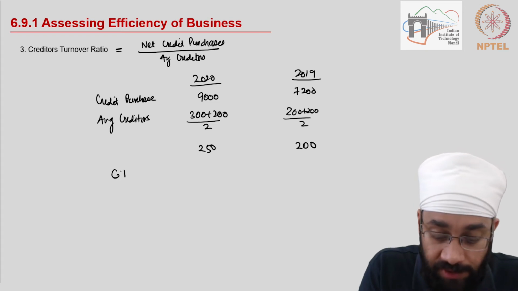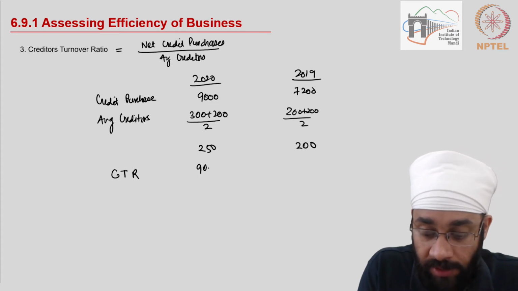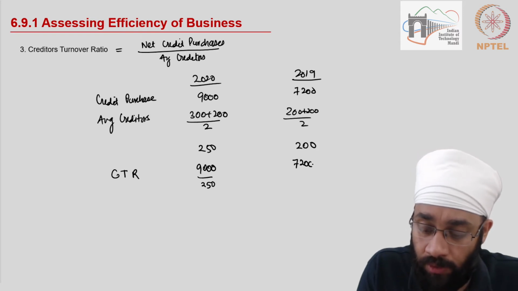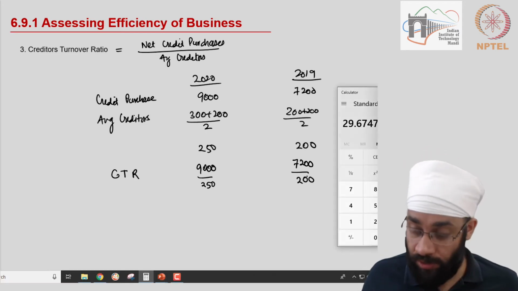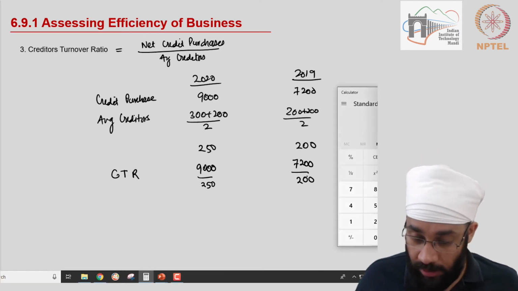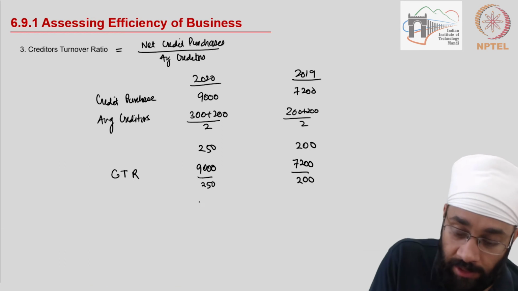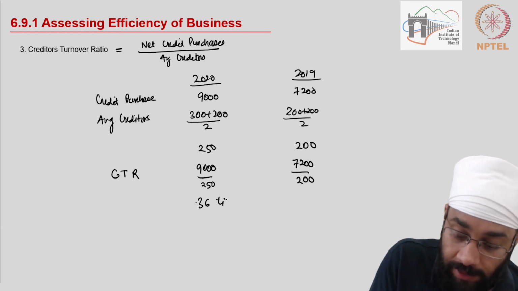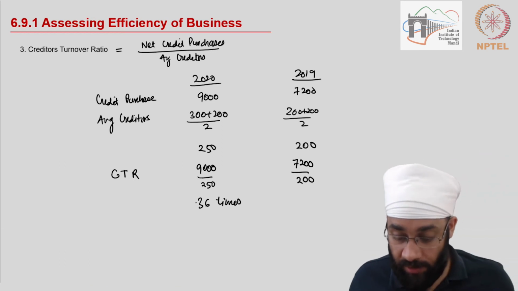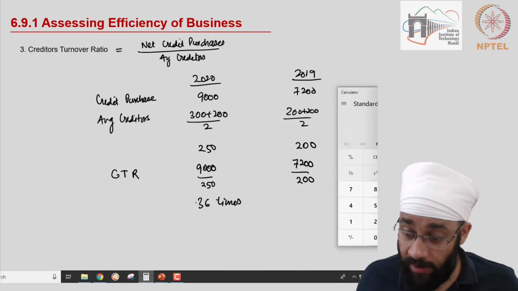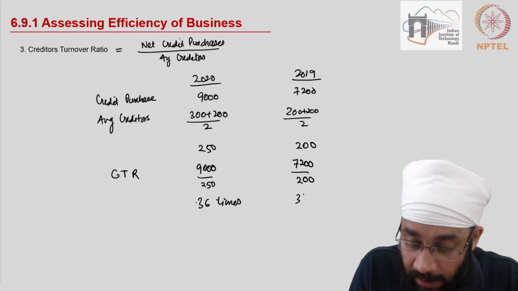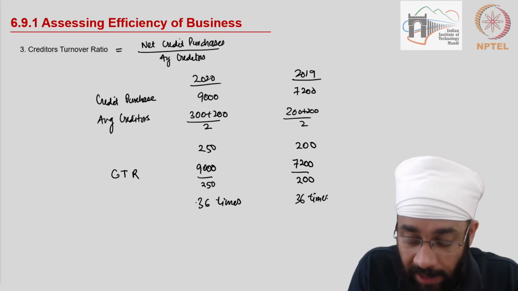So the creditors turnover ratio is 9,000 divided by 250 and 7,200 divided by 200. All I need to do is a little bit of calculation. 9,000 divided by 250 gives me 36 times. This is the turnover ratio for creditors, and 7,200 divided by 200 is 36 as well. 36 times.